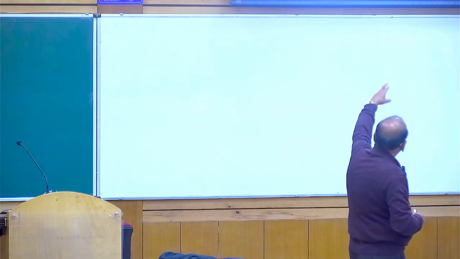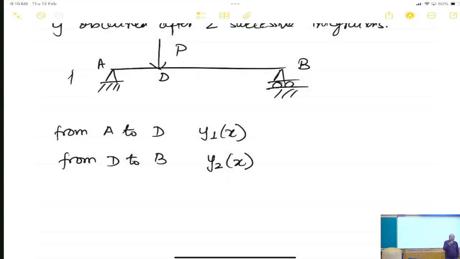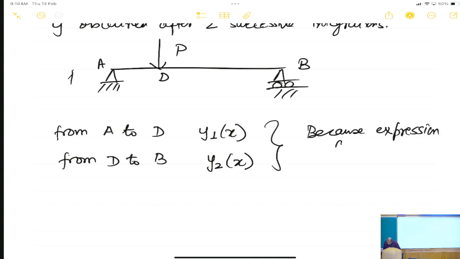So that means from A to D, I will get an equation which will be y1 of x. And from D to B, the equation of deflection will be y2 of x, because M of x is changing. The form of M of x changes because the expression for M of x changes at D.